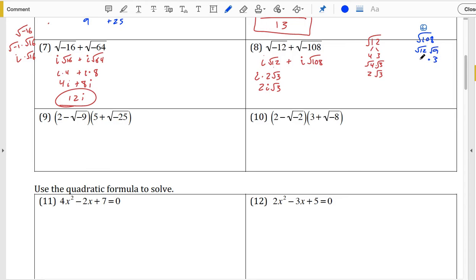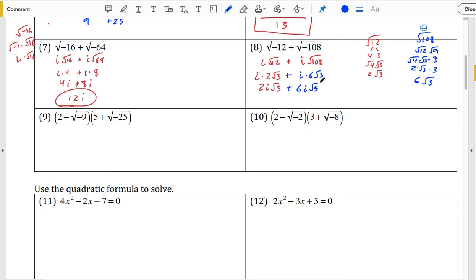But then root 12, I can break down into root 4 times root 3, which I know is 2. So I got 2 times root 3 times 3. So I got 2 times 3 is 6, so I got 6 root 3. So root 108 is 6 root 3. So I can say plus i times 6 root 3, which is also known as 6i root 3.